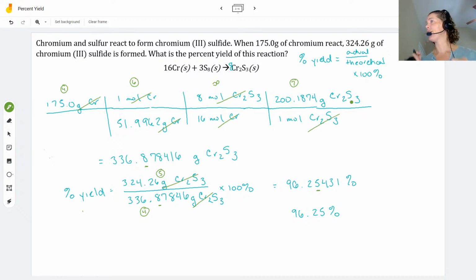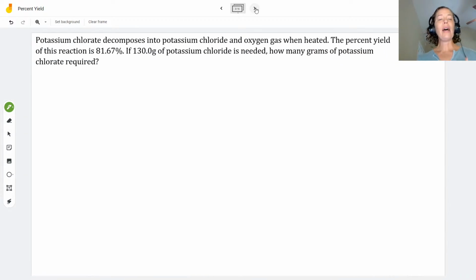Okay, it doesn't look like there are any questions, so we are going to go on to our next problem. The one we just did was very much a straightforward how to calculate percent yield. In this problem, we're going to start doing what I call working backwards. So let's just read this problem first. Potassium chlorate decomposes into potassium chloride and oxygen gas when heated.